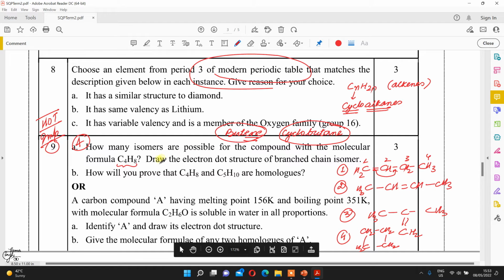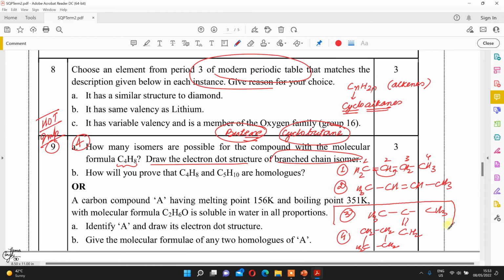Look at the next part. Draw the electron dot structure of branched chain isomer. So you have to draw the electron dot structure of only this number 3 in the form of dots and crosses to represent the corresponding electrons. So read the question well. How many isomers? 4. You get half mark for writing this. Nobody has asked you to draw all the isomers. Draw the electron dot structure of branched chain isomer. You get 1 more mark, 1.5 for this portion.